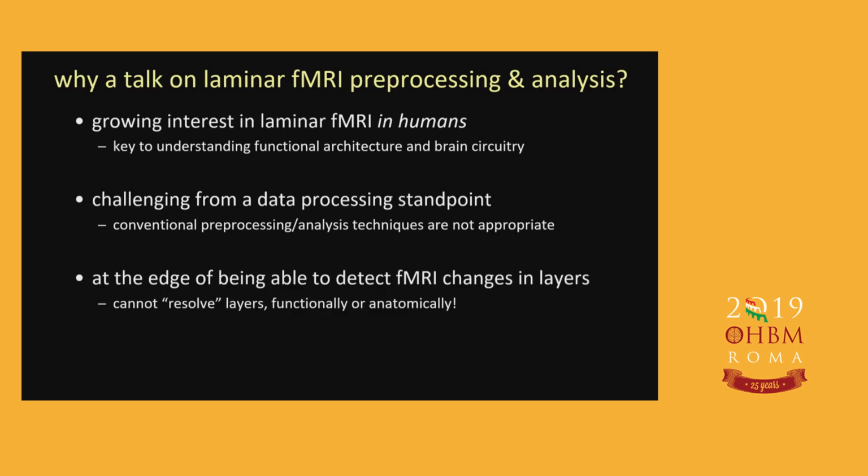This is partly because we're really at the edge of being able to detect fMRI changes in layers with our current resolutions. Today, we can't resolve layers either functionally or anatomically with our current voxel sizes. And also, there are major interpretational challenges when it comes to laminar fMRI. We've heard about this many times this morning. There's a lot of hemodynamic coupling and spreading across layers, and therefore it's very difficult to infer the underlying pattern of neural activity from the fMRI signals we measure across layers.